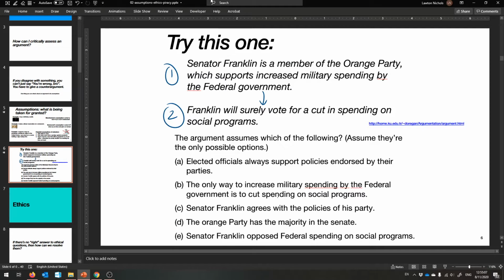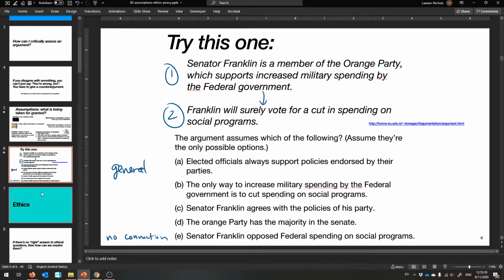And we didn't find it in A. A is actually quite general, and it's probably a very bad idea to assume this, right? This probably is not ever true, because not every elected official always supports the policies endorsed by their party. Okay, you can think about some recent ideas about that as well. And then this one doesn't connect the two arguments. No connection. And I guess A also doesn't connect things, but we talked about it.